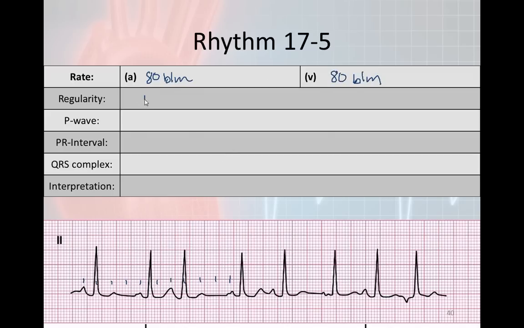Regularity: if you just glance at it, you can tell it's irregular. The P wave is present and married. Different morphologies. PR interval starts here, ends here. Let me see, 1, 2, 3, 4. So that's 0.16. Here to here, that's about 1, 2, 3, 4, 0.16.